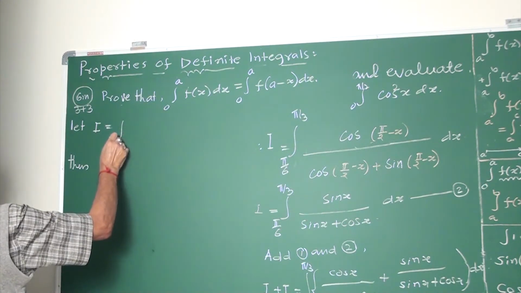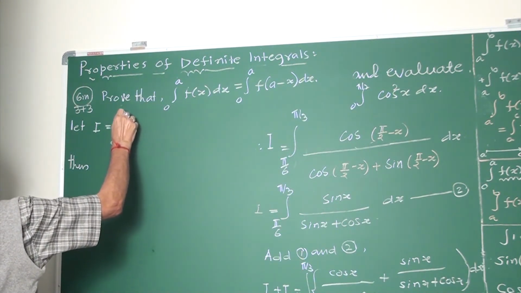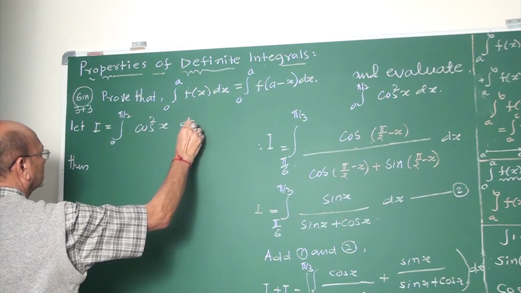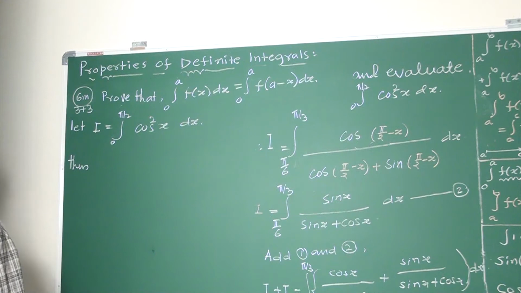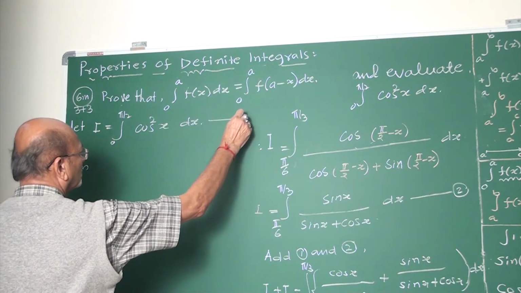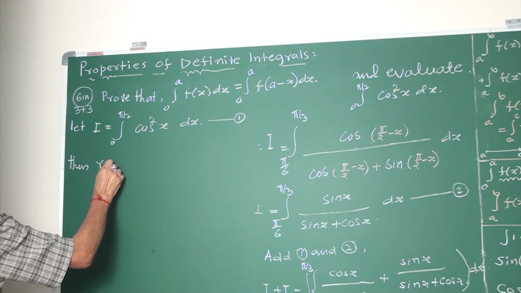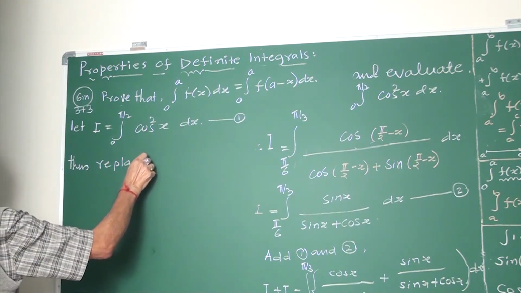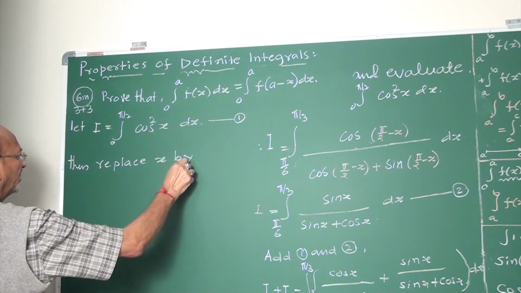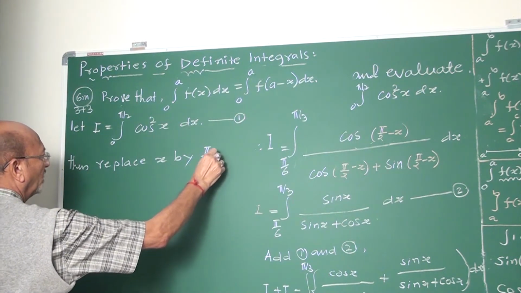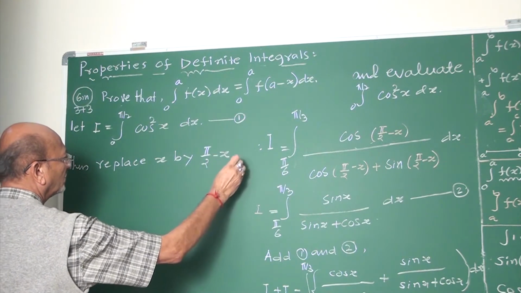Let I equal integral 0 to pi by 2 cos square x dx. Yes, my friend. Direct, then you replace. You name this as 1. Then replace x by, my friends, the lower limit is 0, so you replace by upper limit minus x in 1.